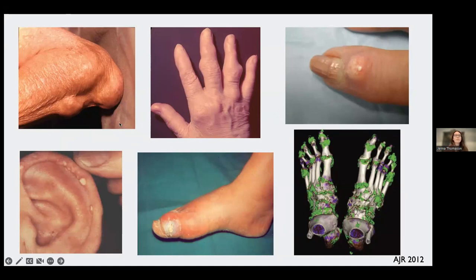So these are examples of tophi. You can see here, this is either a tophus or an olecranon bursitis. Hard to tell without touching it. This is certainly a tophus. Here, this is an elbow. And then this is one spot where tophi like to hide, and that is on the ear. So we look carefully for any tophi here.